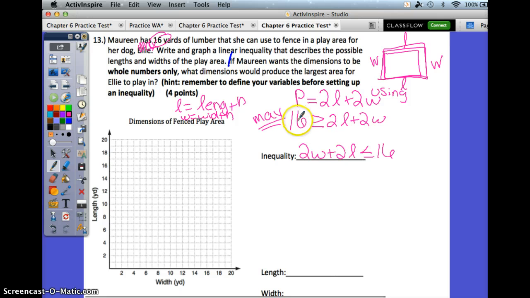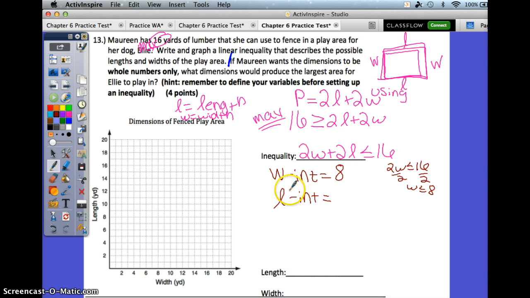And notice, open end 16. The easiest way to graph this one, because it's in standard form, is to find the 2 intercepts. Let's find the width intercept and the length intercept. Remember the cover-up method? You simply cover up the L, and you have 2W is less than or equal to 16, divide by 2, divide by 2. You get W is less than or equal to 8, so your width intercept is 8.